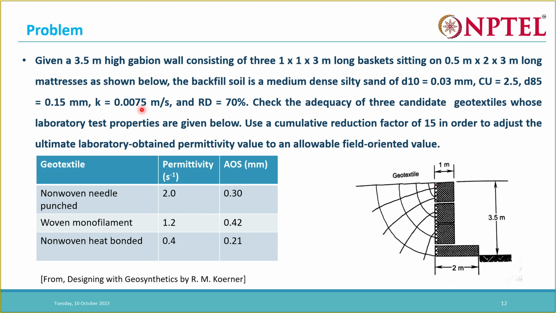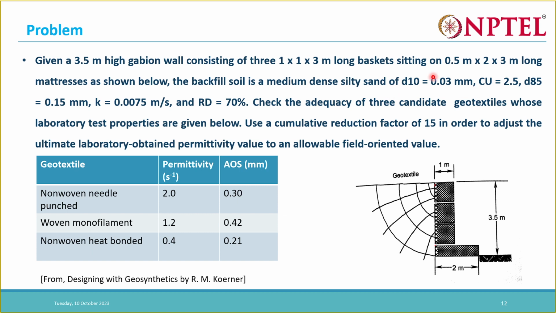Okay, so then we discussed some problems regarding this design. Filter design, how to select a filter. Here we have a 3.5 meter high Gabion wall consisting of 1 meter by 1 meter by 3 meter long baskets, sitting on a 0.5 by 2 by 3 meter long mattress, as shown. These are the Gabion baskets, and here we are putting some filter. The geotextile is a filter.